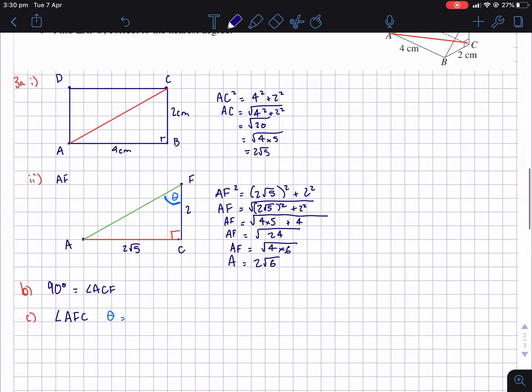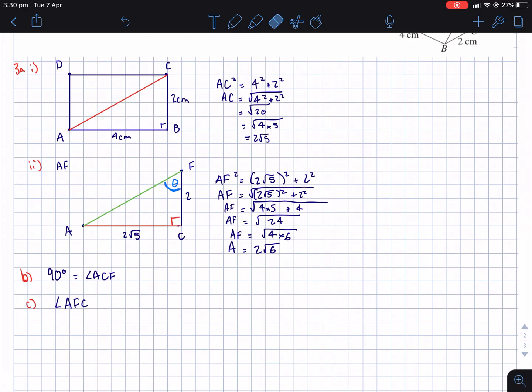So the opposite length to it was 2 root 5. The adjacent length of it was 2. We could have used sine and cos and just used whatever length we got there, 2 root 6, but why bother? So theta equals arctan of 2 root 5 over 2. Oh, I don't have my calculator. Hang on.